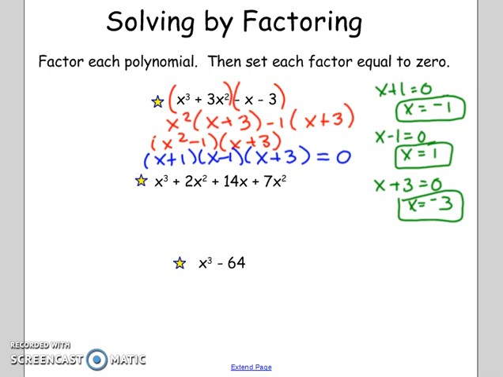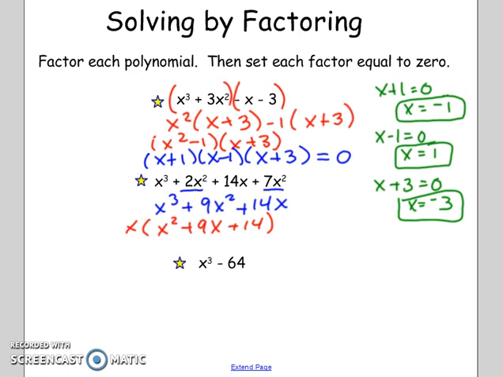Okay, so second one. Before we can do the second one, we have to make sure that we combine any like terms together. So the 2x squared and the 7x squared can combine. That's going to give me x cubed plus 9x squared plus 14x. So I'm going to take out the GCF, which is x. I'm left with x squared plus 9x plus 14. And now we have a regular quadratic that we can factor.